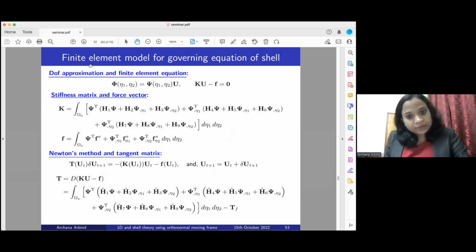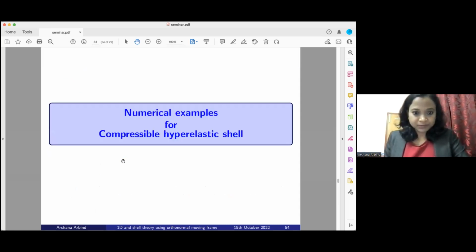So again, we will solve by weak form finite element method, and here the displacement variable is approximated by this rule, and we follow this general finite element formulation, and then the stiffness matrix and the force vector can be given as this. Again, here the stiffness matrix is nonlinear, so we'll use Newton's method, and also I have used the arc length method in case of instability. So let's see some numerical examples in this case.